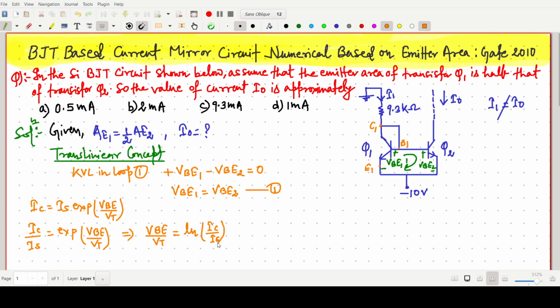So this VBE is simply VT ln(IC by IS). Is it okay? We can write this VBE value as VT ln(IC by IS).